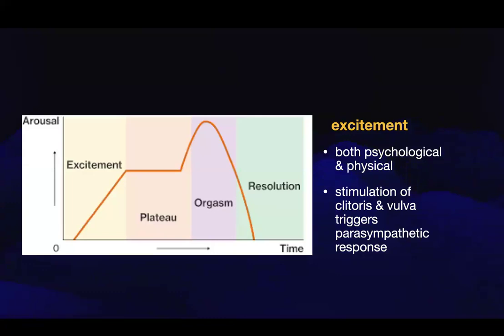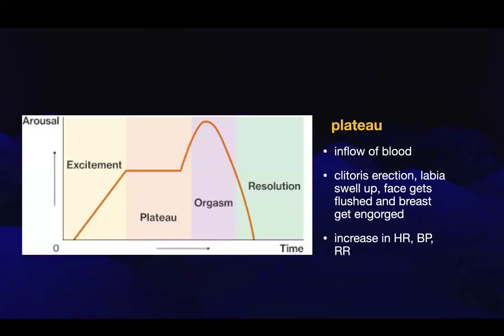In males, that's important because erection happens when there is a vasodilation and an inflow of blood. But that also is true for females, because during the plateau phase, you have an inflow of blood into the vulva due to the parasympathetic response. This will lead to a variety of different phenomena. Number one, you have clitoris erection. The clitoris gets a bit larger, a bit harder, firmer. The labia will begin to swell up as they get engorged. The face will begin to get flushed, and the breasts also begin to get engorged.